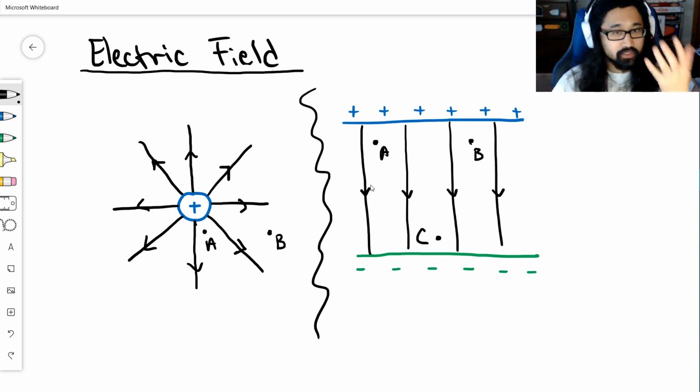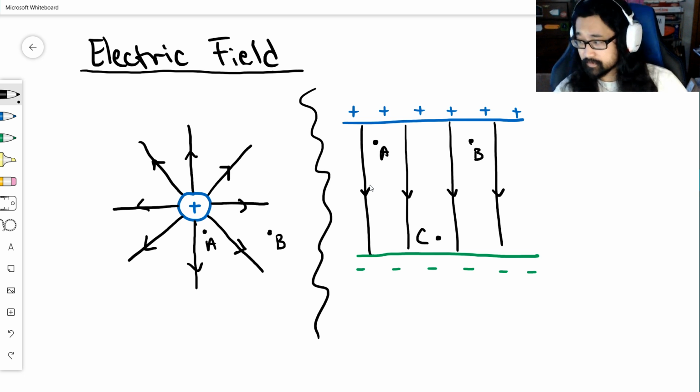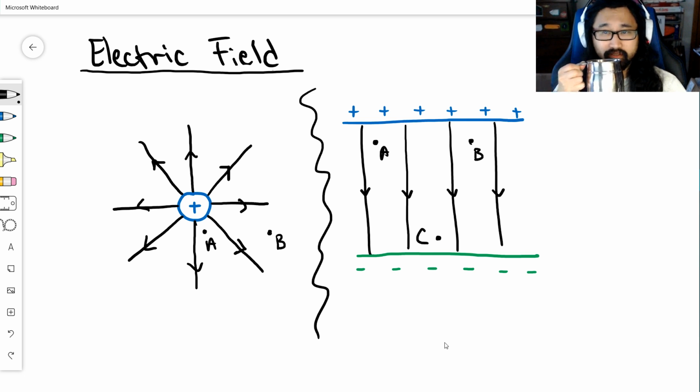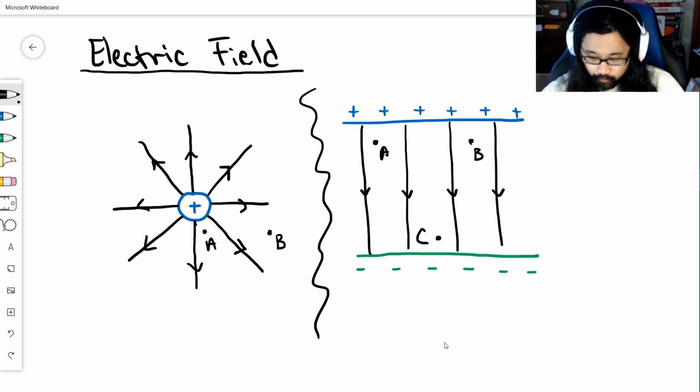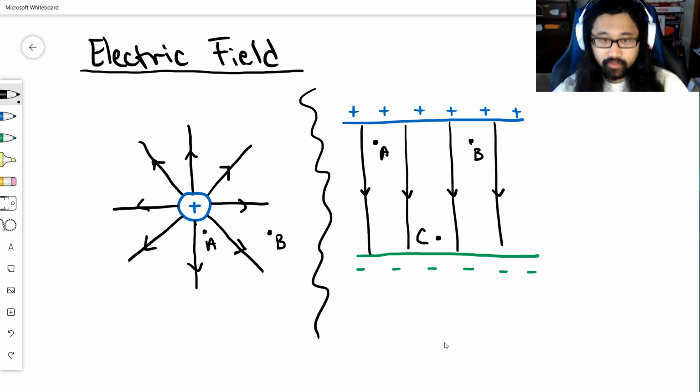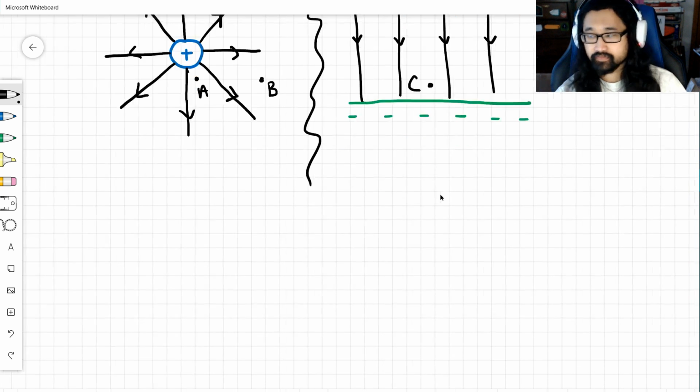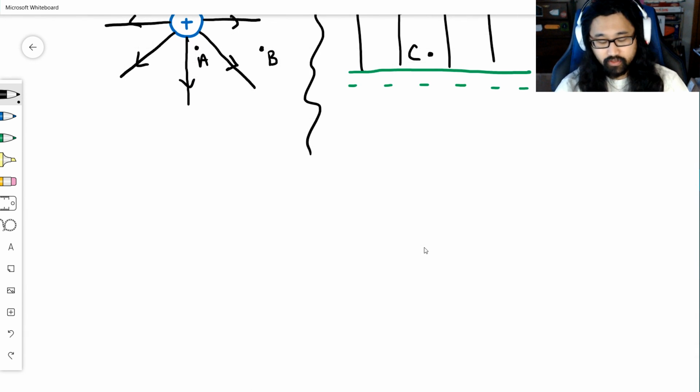Now, electric field has a visual piece. There's also a math piece, right? The math piece that's involved, again, my technology. One day, all of my technology will work perfectly the first time. Today is not that day, and I'm okay with that. There it is.